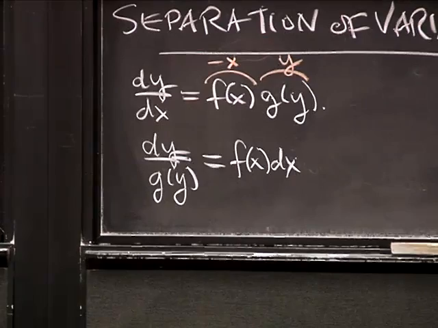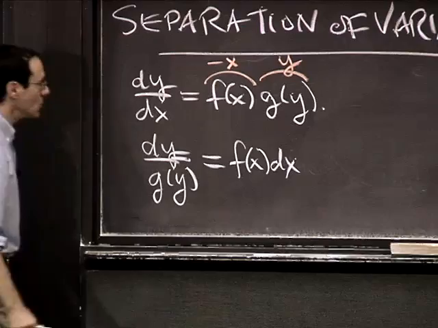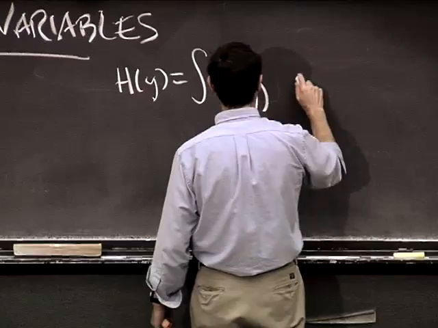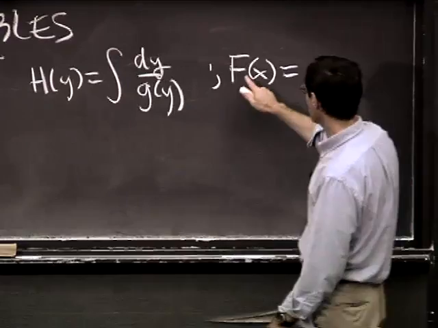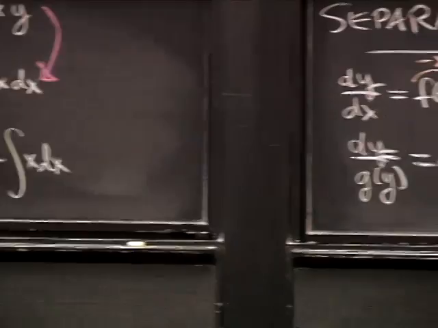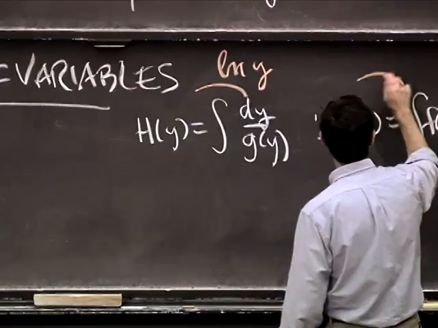And then we just anti-differentiate. So we have a function h, which is the integral of dy over g of y. And we have another function, which is f. Note they are functions of completely different variables here, integral of f of x dx. Now, in our example, we did that. We carried out this anti-differentiation. And this function turned out to be log y. And this function turned out to be minus x squared over 2.